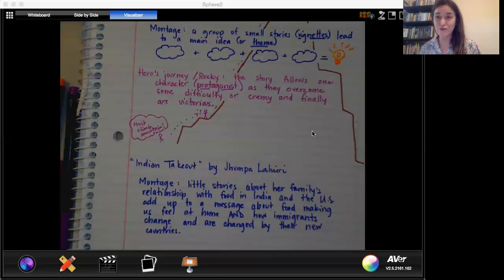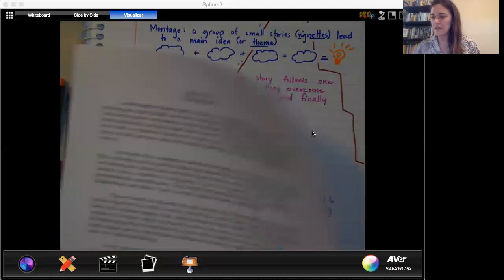They change their new country and they're changed by their new country, which we see at the end of the story. Her parents have changed the country because now all of these spices are available everywhere in the United States, but they are also changed because they don't necessarily have the same rituals and routines that they had when things weren't available. Or they might not use all the old cooking tools anymore because they've realized that some things are a little bit easier.